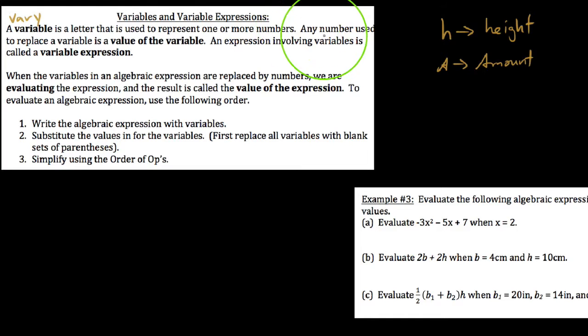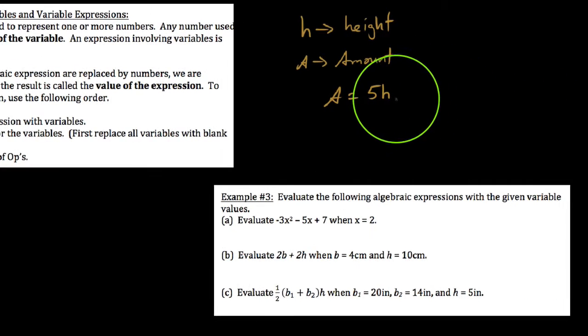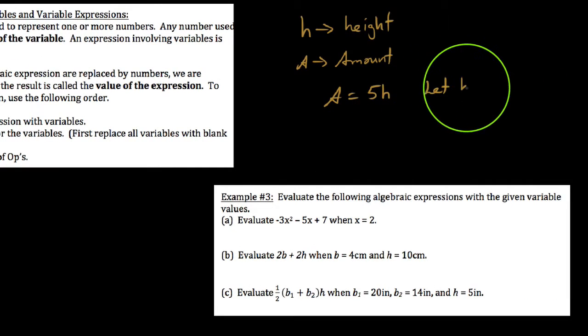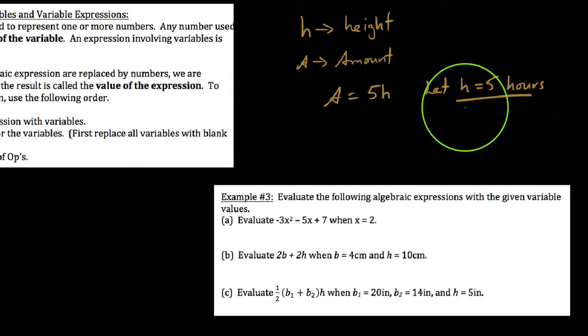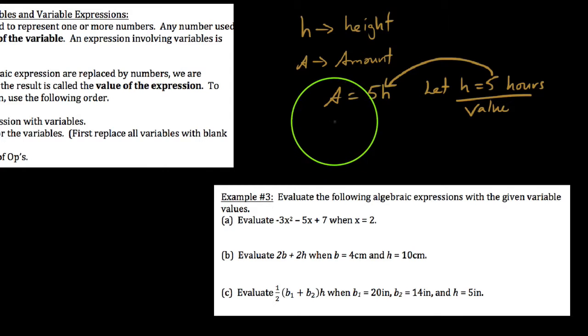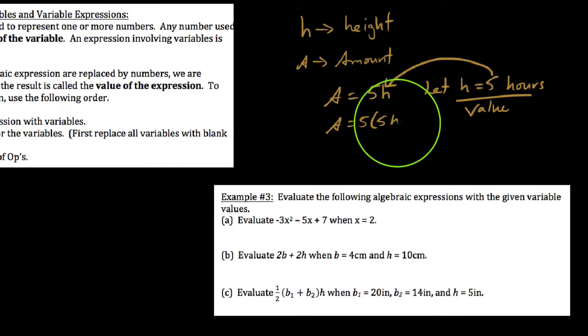And I note here it says any number used to replace a variable is the value of the variable. So say for instance I had some equation here. It said the amount of money I make, A, is equal to $5 times the number of hours I work. We could say let H equal 5 hours. And what we would do is say that this right here is a value for this variable. So we say the value of a variable is a specific thing that we could actually go plug back in. And when we do plug this back in, what we're doing is evaluating.